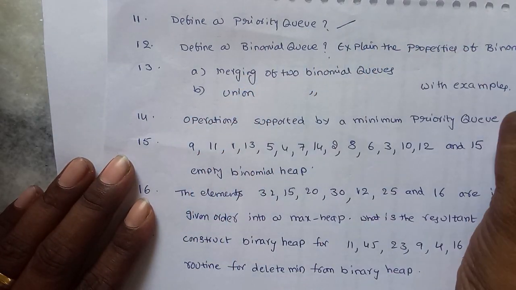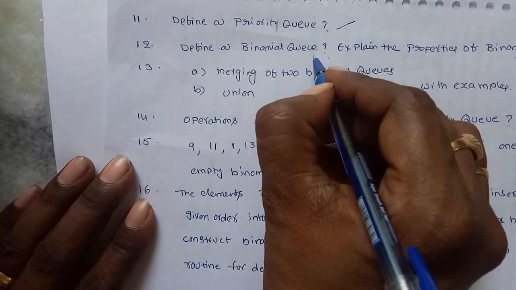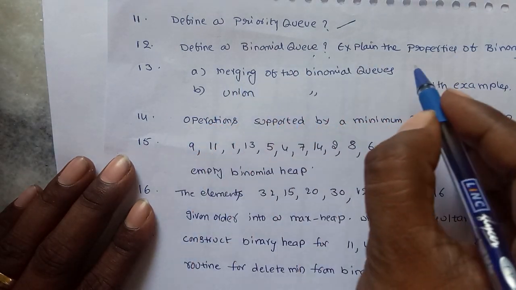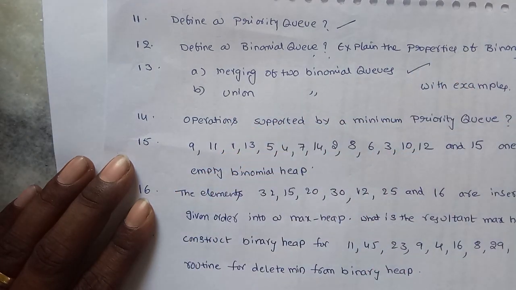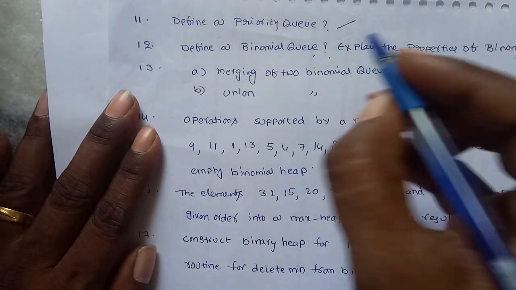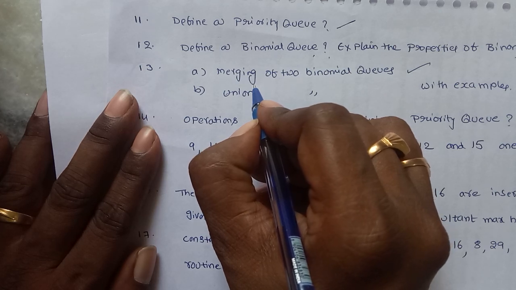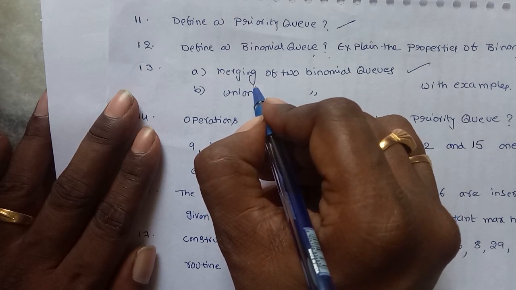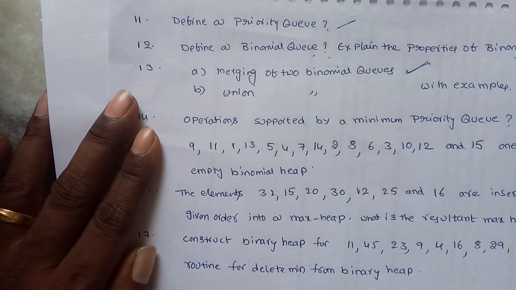Define a binomial queue and explain the properties of binomial queue. That is the introduction part to binomial queue. Merging of two binomial queues, union of two binomial queues with an example. That is, the first operation of binomial queue is merging. So in this, write the procedure how to merge two binomial queues. Consider an example. Perform merge operation. Please refer to the previous video.